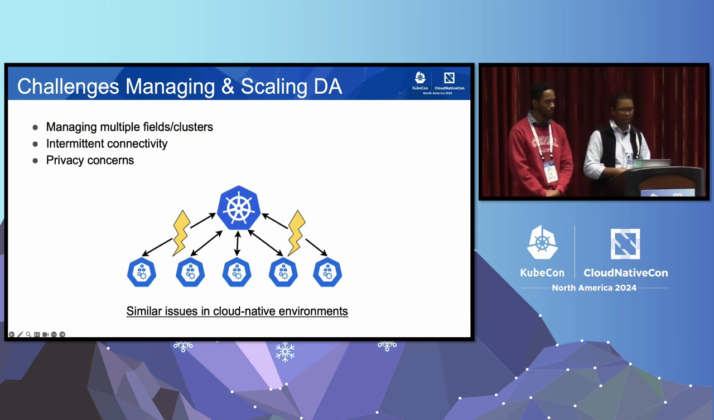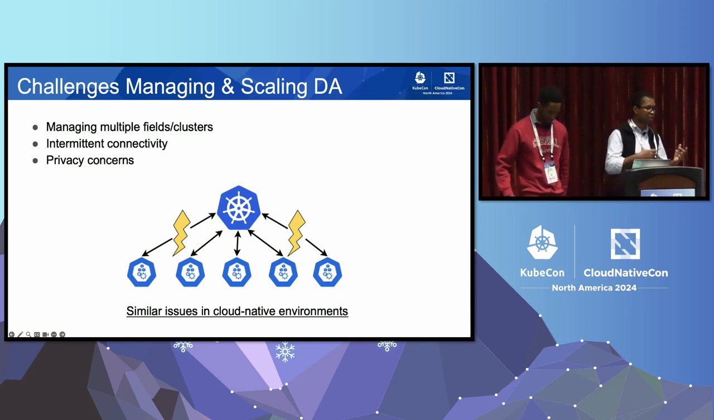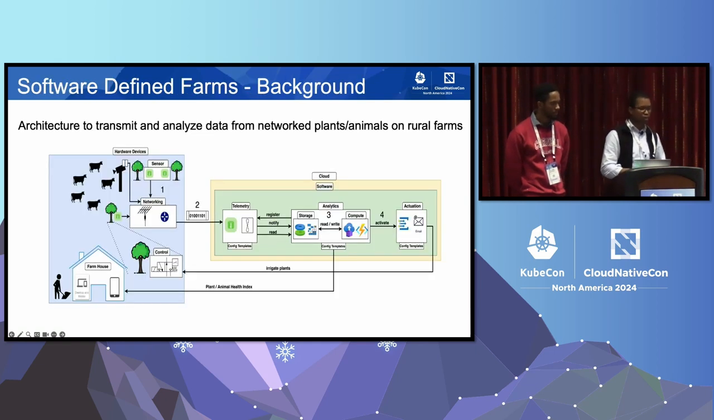In the next slides, I will describe how we implement a cloud native framework for data analytics in digital agriculture using two technologies: the software-defined farm paradigm and KubeStellar. But first, let me start by giving you some background on the software-defined farm paradigm and KubeStellar. Software-defined farm is a paradigm for digital agriculture developed by our collaborators at Cornell University.